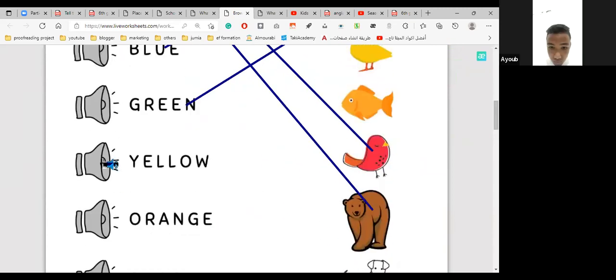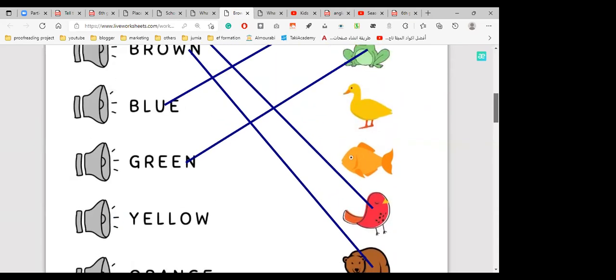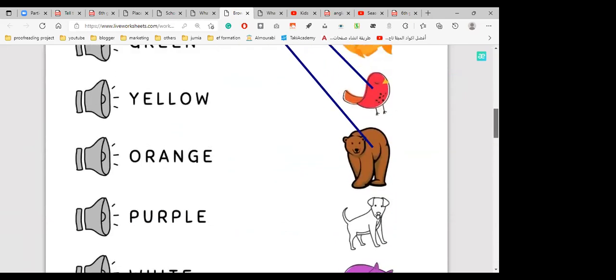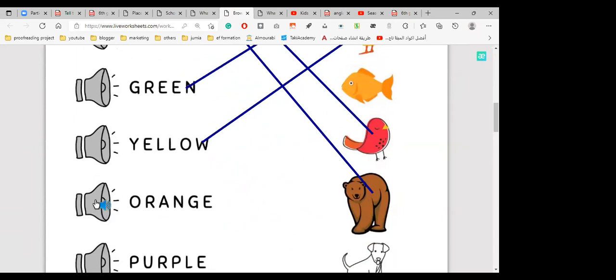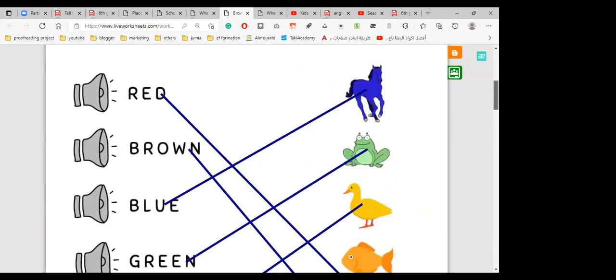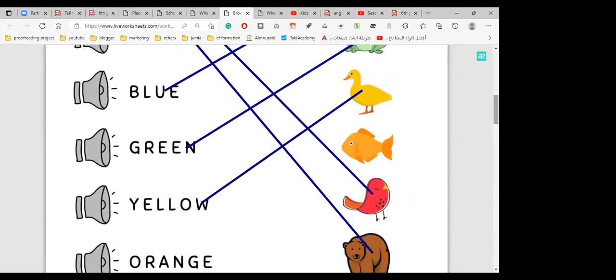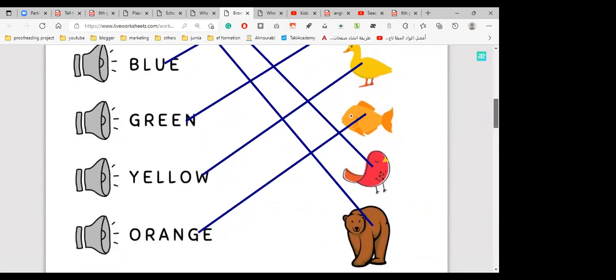Okay. Next color. Yellow. Which animal is yellow here? What's the name of the yellow animal? The duck. Yes, very good. The duck is yellow. Orange. Where is the orange animal? What's the name of the orange animal here? Of course you know this animal. A fish. A fish, very good. An orange fish.